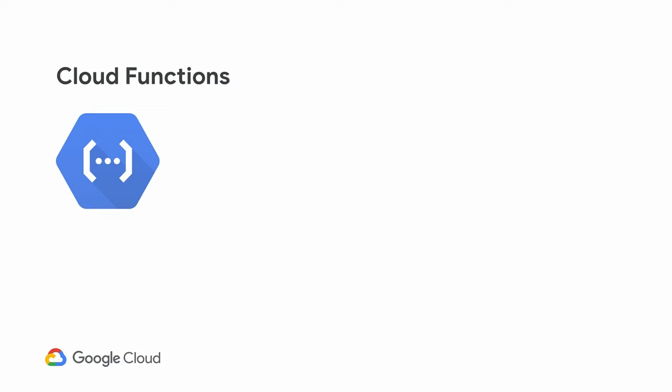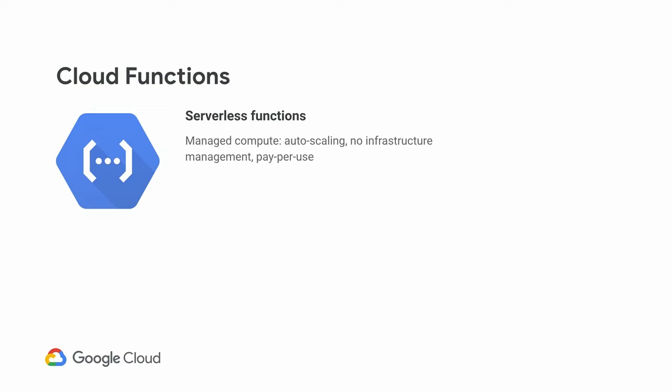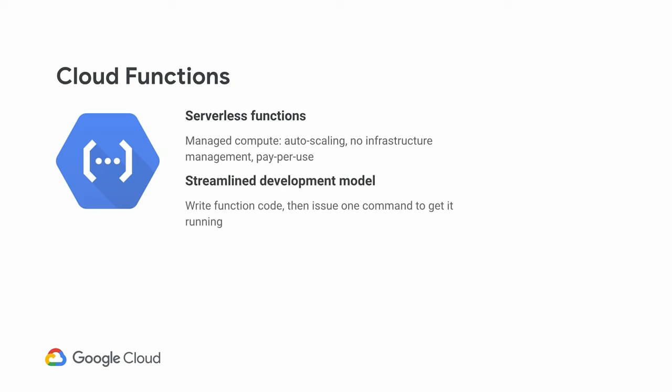So Cloud Functions, what do I tell customers when they ask me what it is? One, serverless functions. So it's a managed compute environment. It scales automatically up and back down. If you don't get any requests, you're not paying for it. You don't manage infrastructure. It's all a very seamless, straightforward experience. Part of that is this streamlined development model. You just write function code. You issue one command. We're going to walk through that in a couple of minutes. And then you get it running.